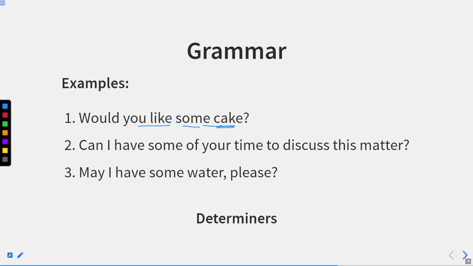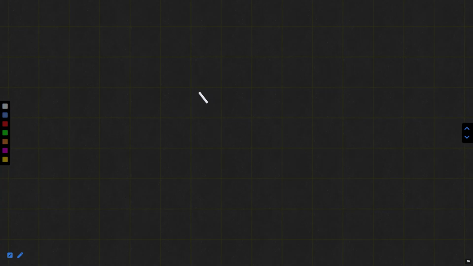Would you like some cake? Some cake is basically showing us the quantity of this cake, or you can say part of the cake. Now, cake here is an uncountable noun. You must be thinking that we can count cakes. If there is one cake, I can say cake, cakes. But let me explain this in detail.